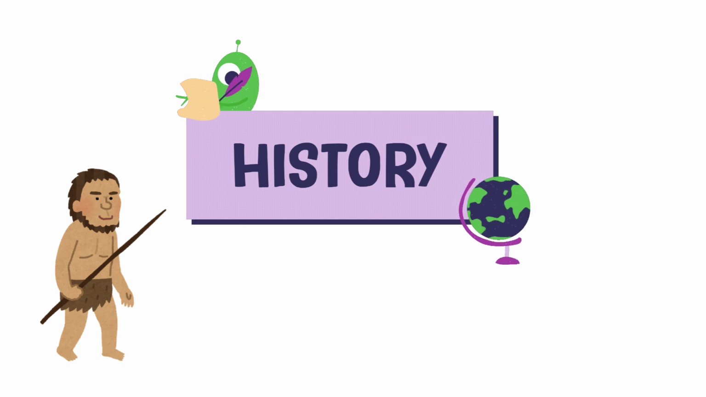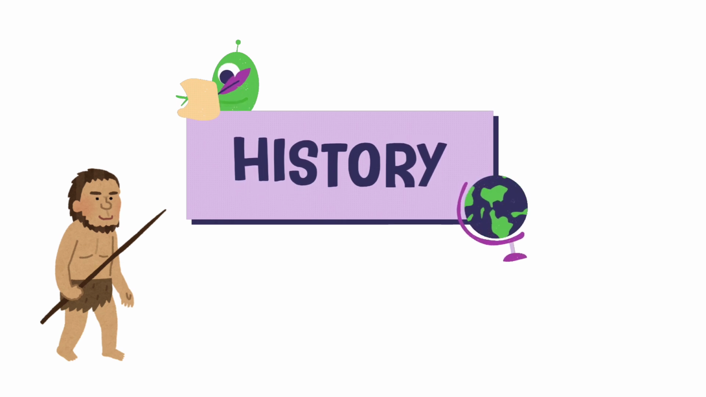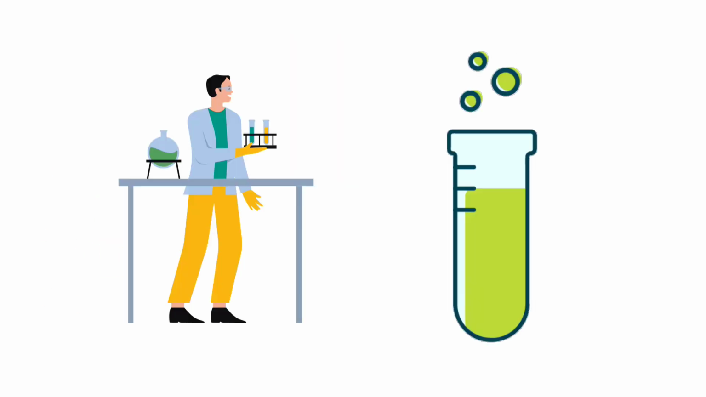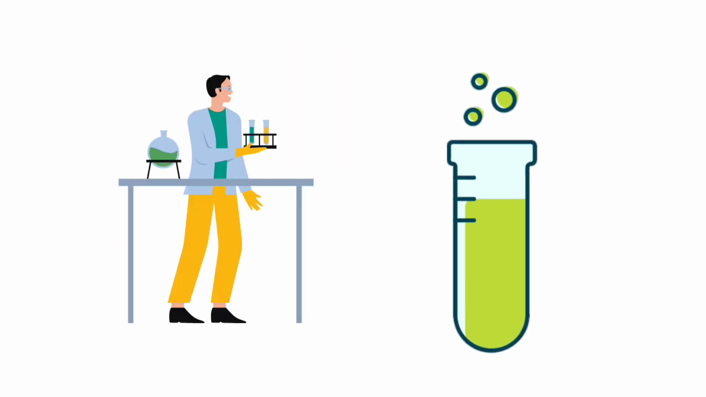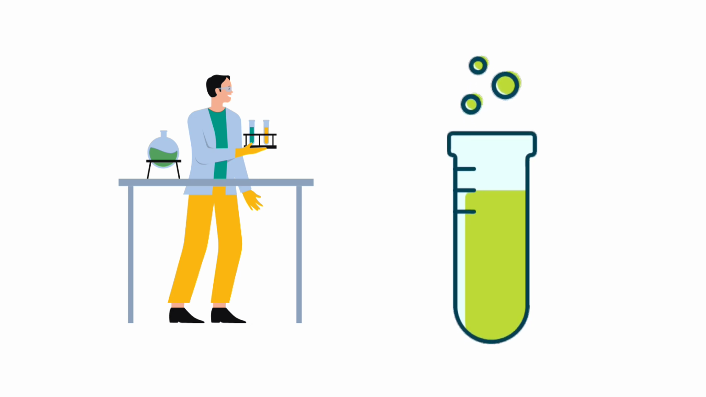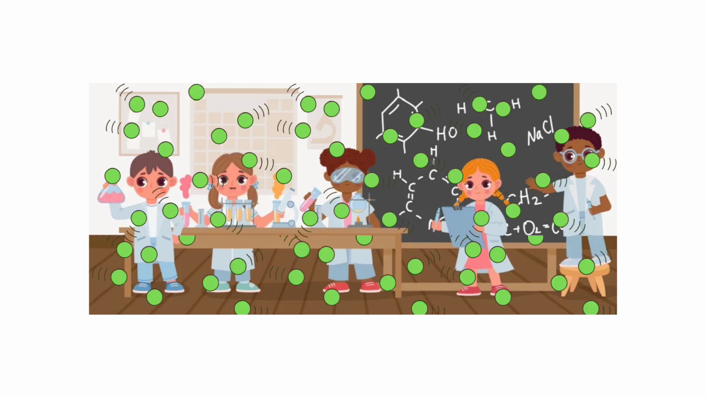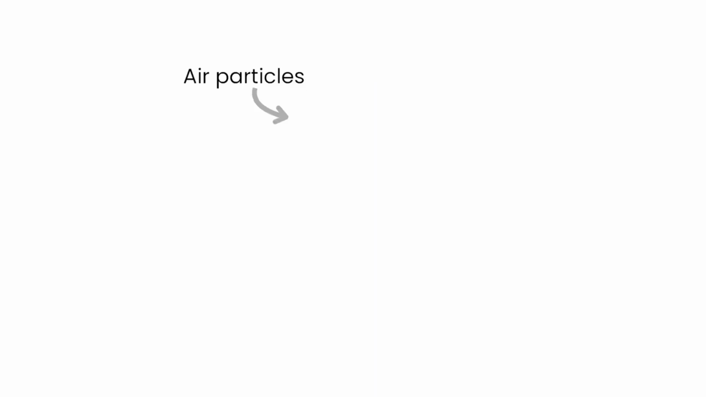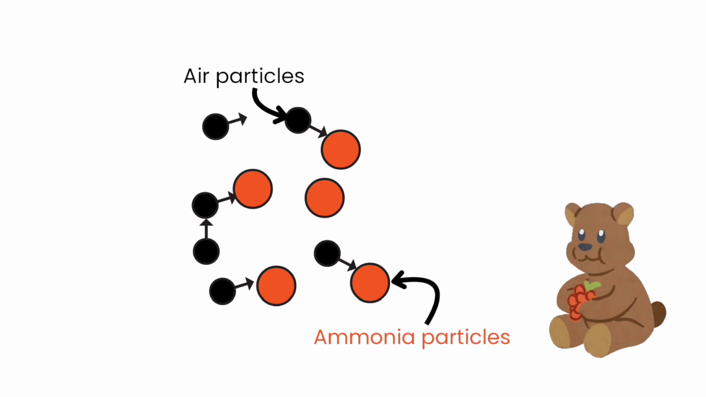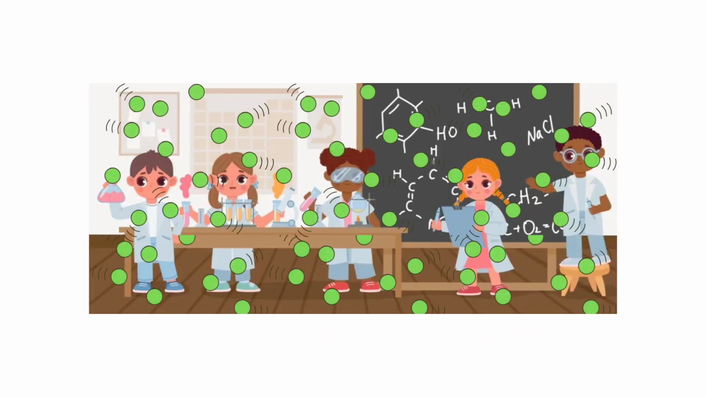So that's a little history behind how we started to understand diffusion. Now let's learn it simply using some scenarios. If someone accidentally releases a smelly gas like ammonia in your lab, the students who are the closest will get the smell first. But after some time, the whole lab will smell like ammonia. So when the ammonia gas is released, the ammonia particles collide randomly with the air particles, which changes their direction and helps them to diffuse throughout the lab.